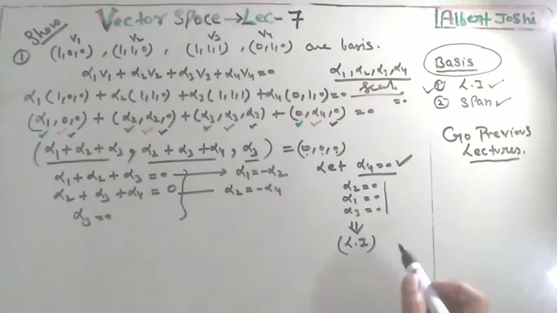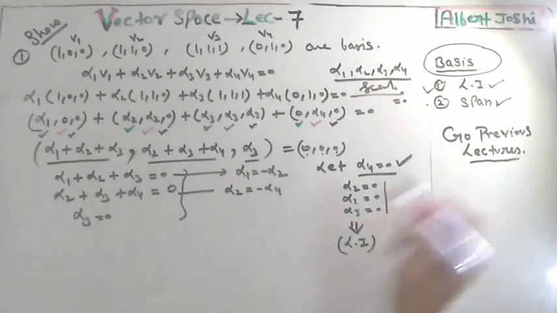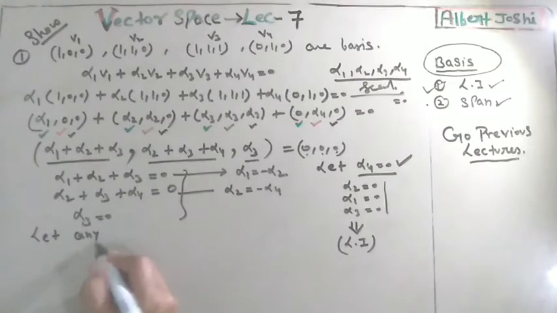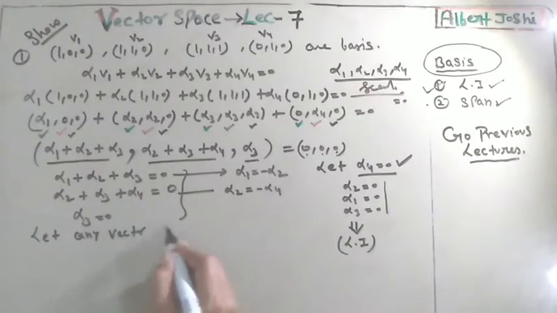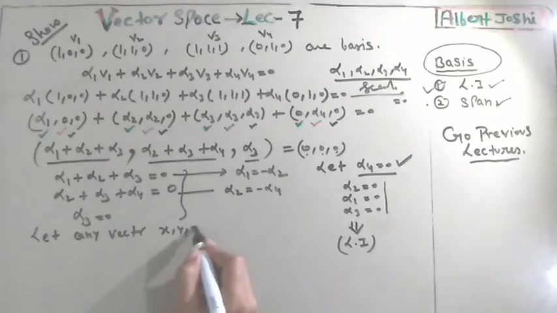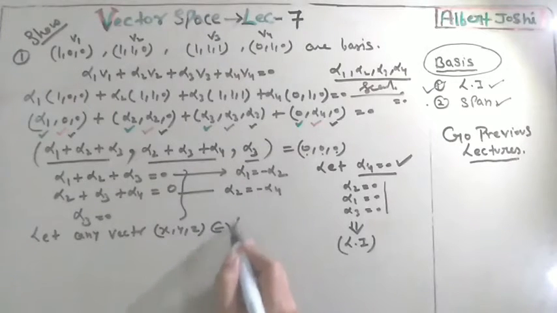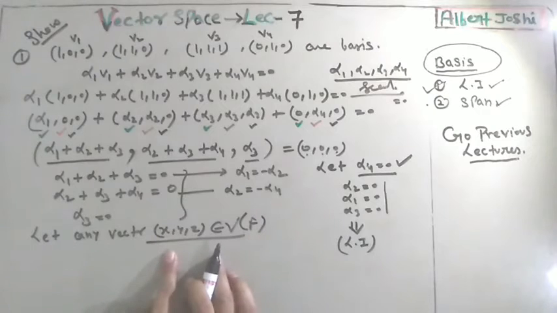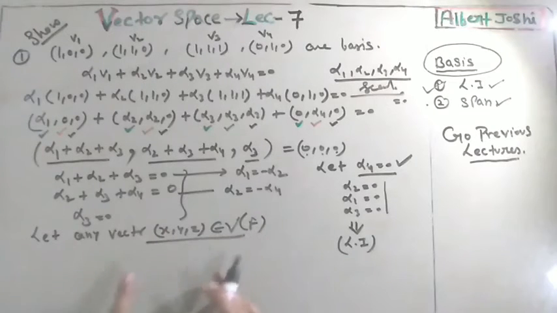Now we have to prove the second condition, that is spanning. Let any vector (x, y, z) belong to V, our vector space. Now we have to prove the vector space spans.